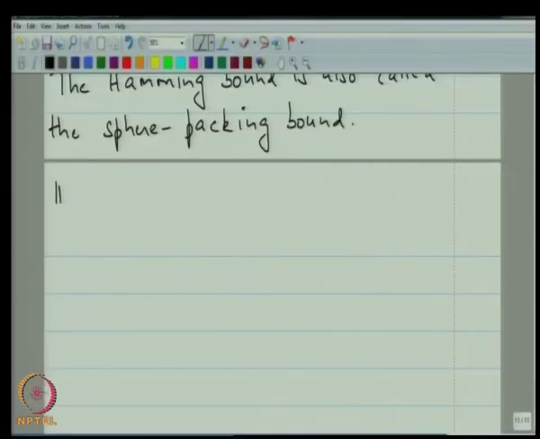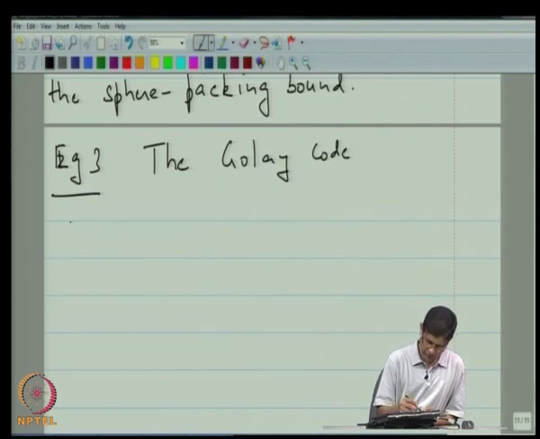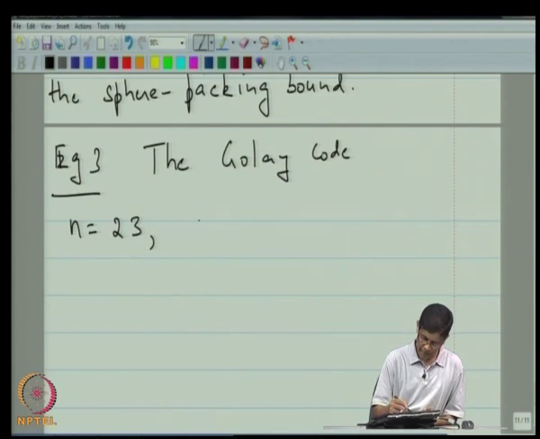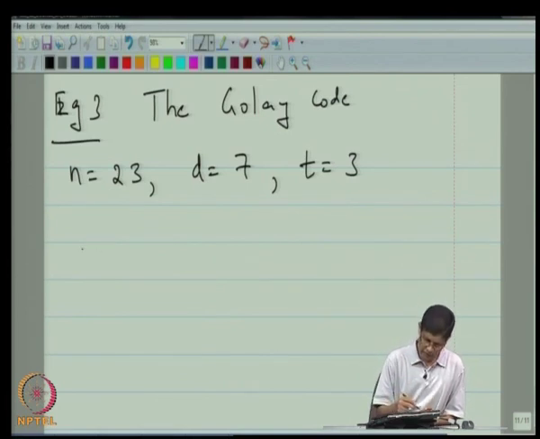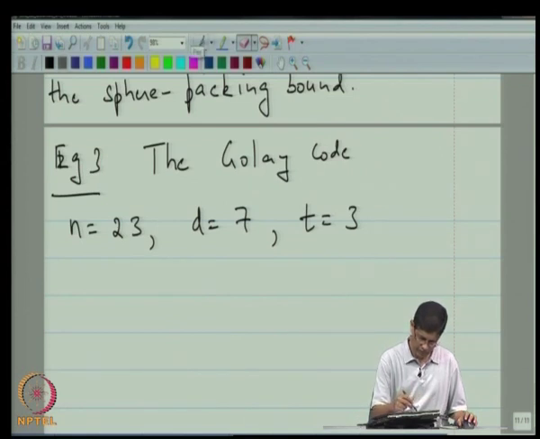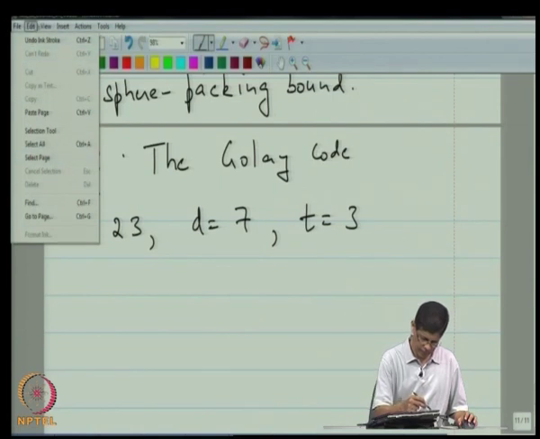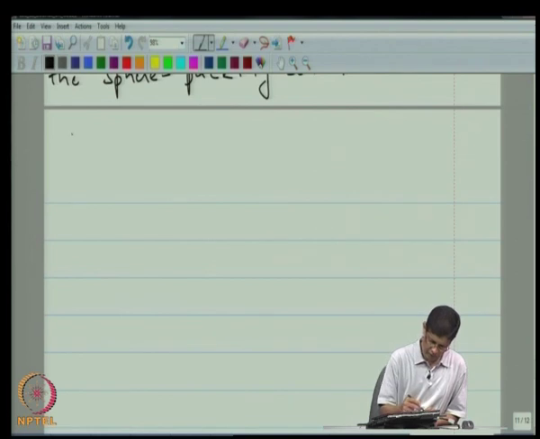So, here is what he did many years ago. This class of code is called the Golay code, and it arose from the following calculation. Suppose you take n to be 23 and d to be 7, in which case t is 3. Let me insert a page here. We will come back to the Golay code. So, let us put down Golay's observation first.